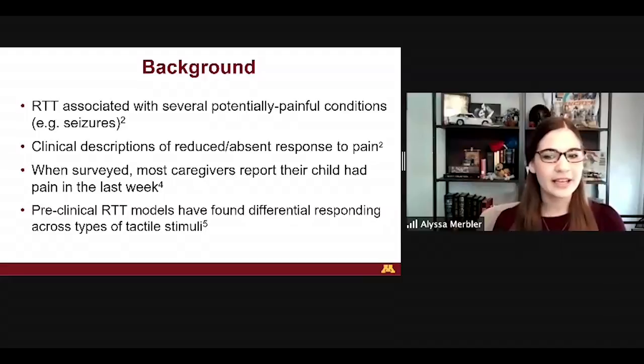And when surveyed, caregivers reported that their daughters had episodes of pain in the previous week, upwards of 90%, with over 80% reporting that that pain interfered with daily living in at least one area of daily living. Specific to quantitative sensory testing, preclinical Rett models found differential reactivity to tactile stimuli. So there's evidence of hypersensitivity to some, but hyposensitivity to others.